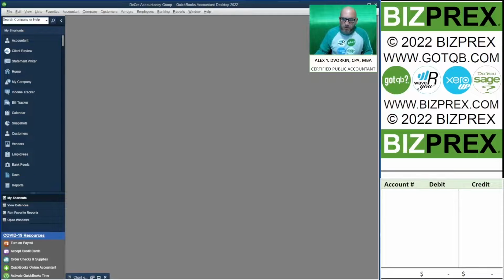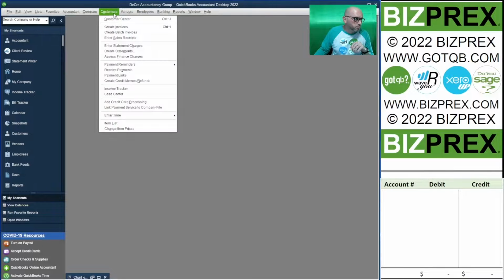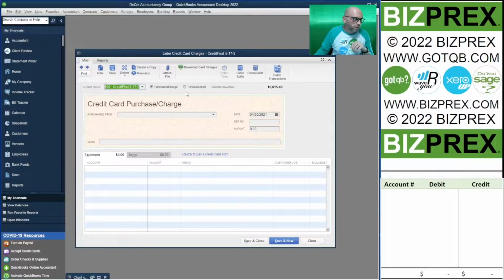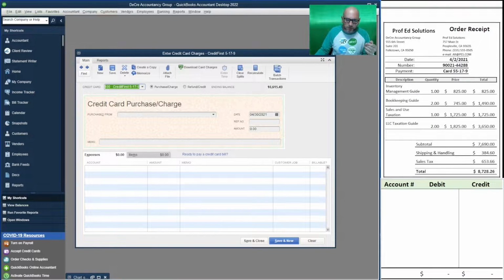Okay, let's go ahead and post our credit card transactions. Again, we're still using credit card module here. Going forward, we'll show you other ways to do it. So this is a purchase. That's our credit card.